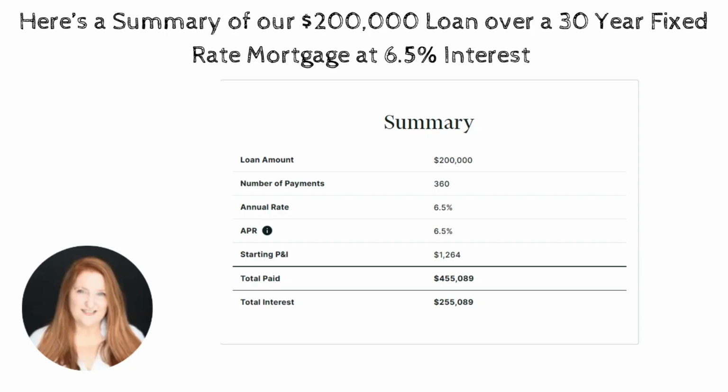So here's a summary of what you just saw. $200,000 loan over 30 years, fixed rate mortgage, 6.5% interest. You borrowed $200,000, number of payments 360, annual rate 6.5, APR, that's another video. We're going to talk about more of that later. But principal and interest, $1,264. The total amount you will have paid over all 360 months, $455,089. I can't even say numbers that big.